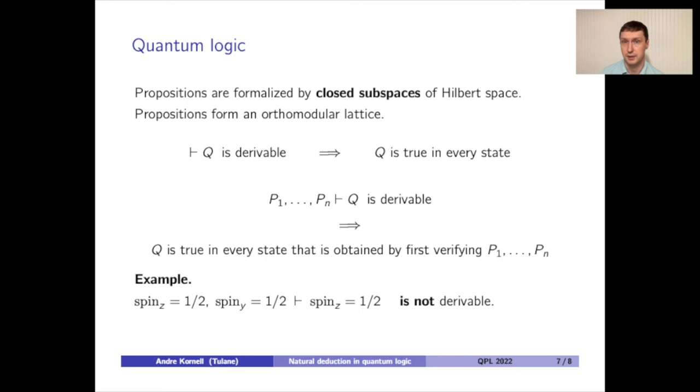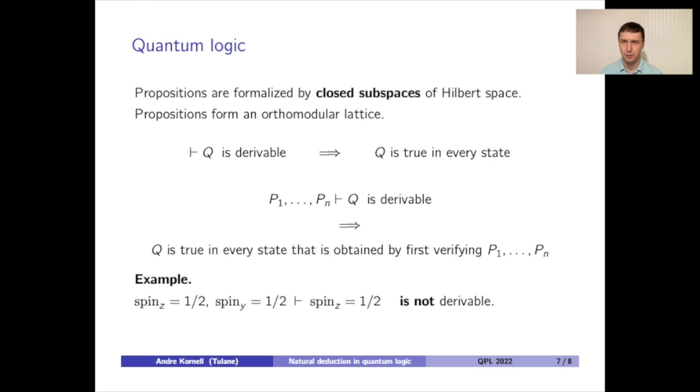And very fortunately, this physical soundness result generalizes in quite a natural way to arbitrary sequents. So if we have a sequent P1 through Pn entails Q, and that's derivable, then we may not be sure that Q is true in every state of the system, but it will be true in every state that is obtained by first verifying P1 through Pn.